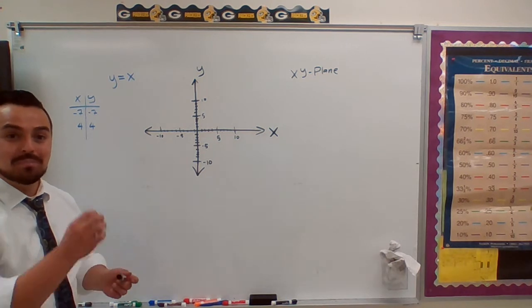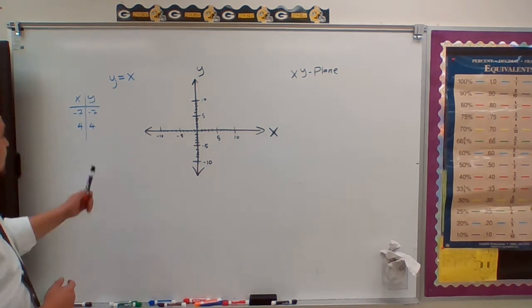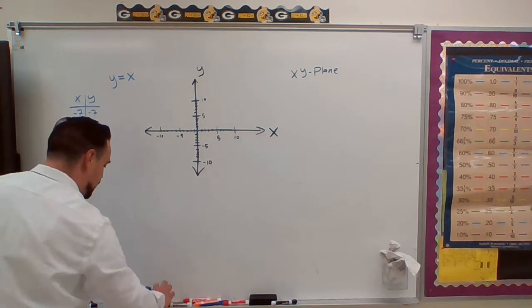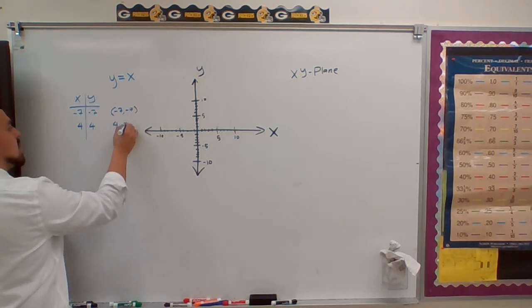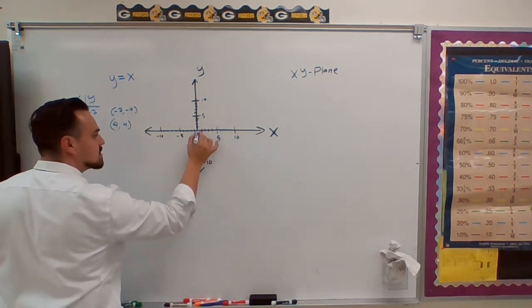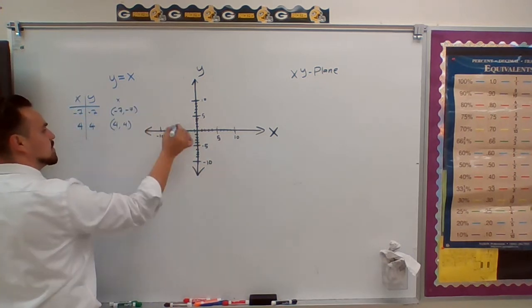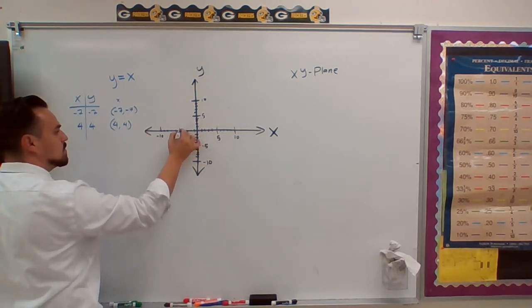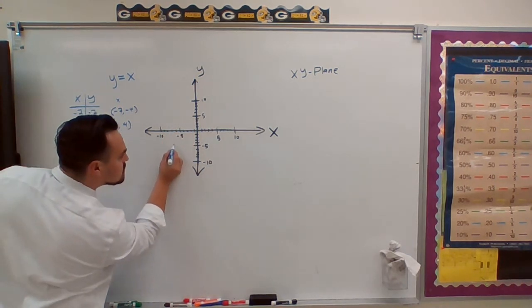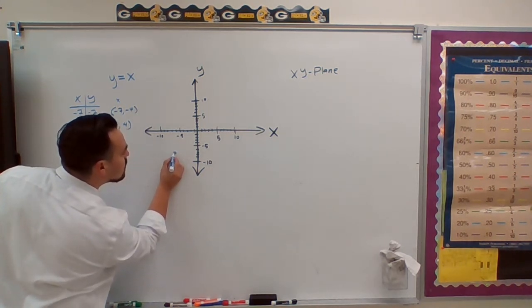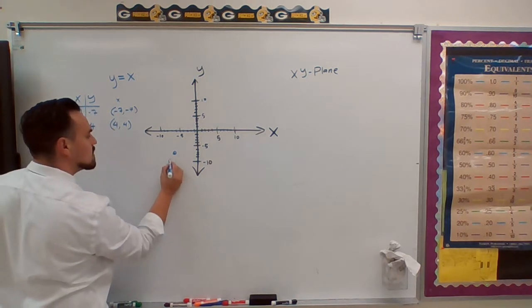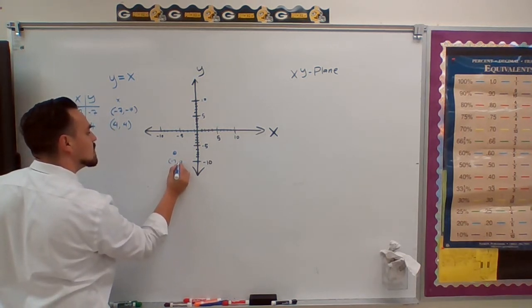I am ready to put my coordinates in. Let me write these in point form. This is going to be negative 7, comma, negative 7. And this one's going to be 4, comma, 4. So let's see, negative 7. Remember, I always do my x first. So I'll go 1, 2, 3, 4, 5, 6, 7 that way, and then 1, 2, 3, 4, 5, 6, 7 there. That's my negative 7, comma, negative 7.